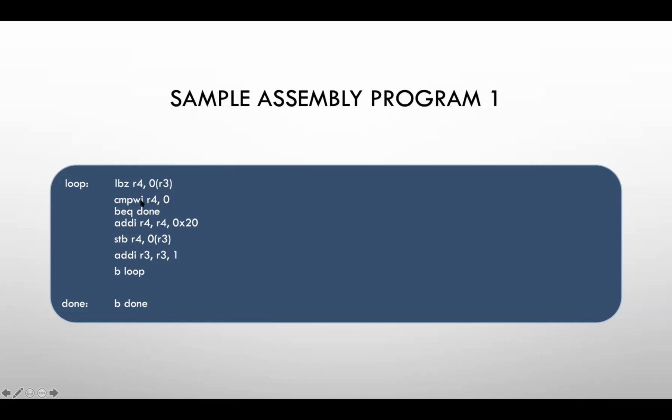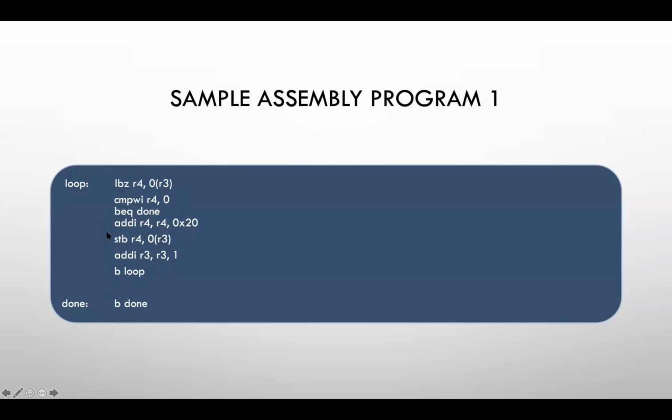Then it compares whatever value has been loaded in R4 with 0. If R4 is 0, it will branch off to done. Otherwise, it goes and adds the hex 20 value, that is decimal 32, to R4. Then it stores that value into the same address that is in R3. Then it increments R3. That is, it goes to the next byte, and then loops back to the start of the routine. It will do this until it sees R4 having a 0.